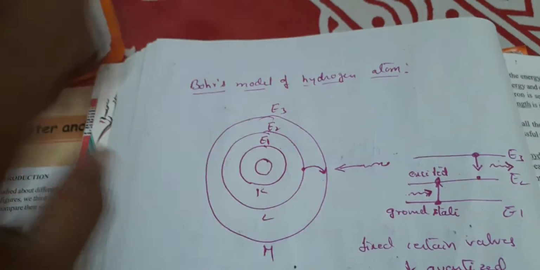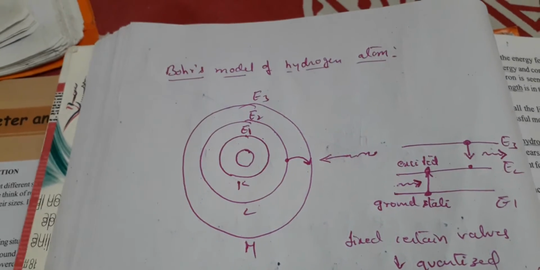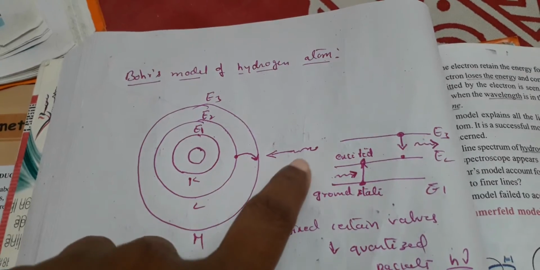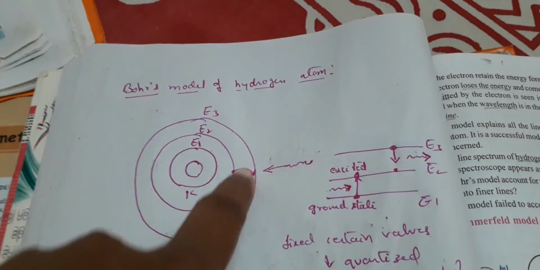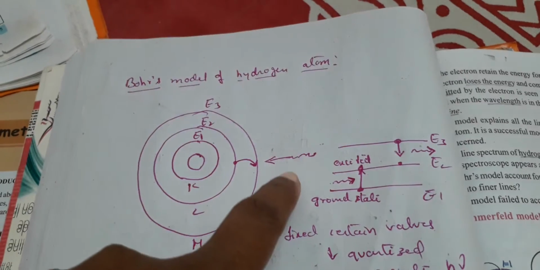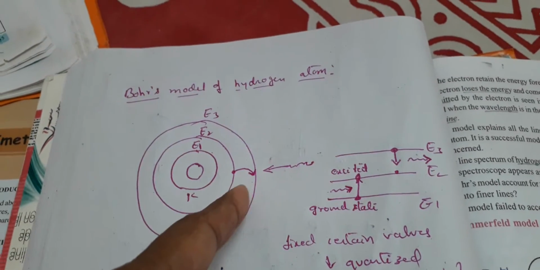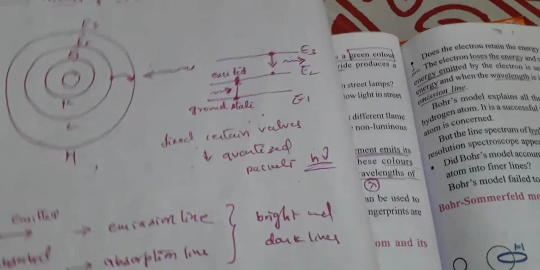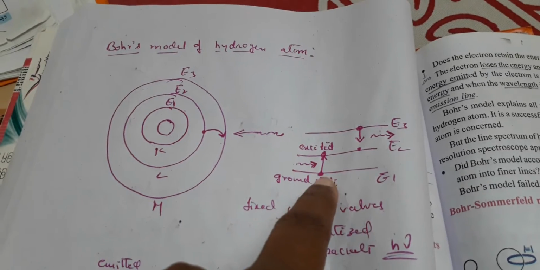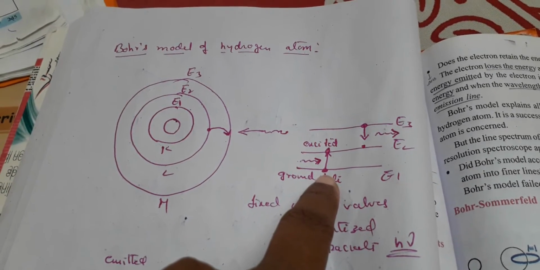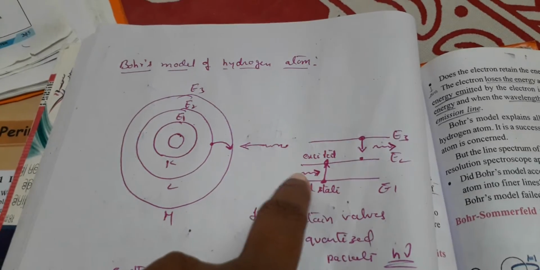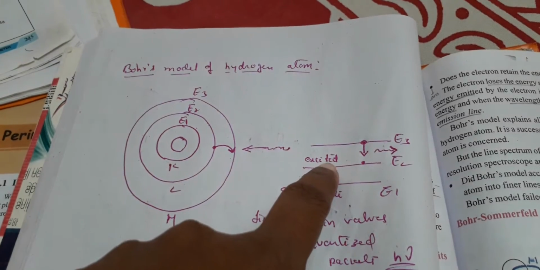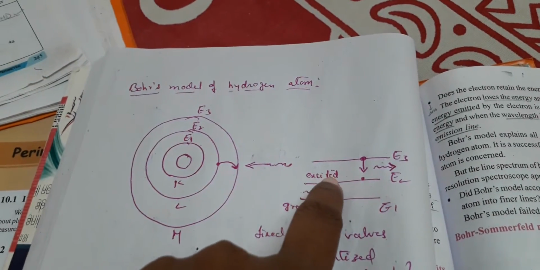So E1, E2, E3. Suppose an electron is jumping from E2 to E3, that means it is absorbing some energy. It is taking some energy from the surroundings or from any other process from outside, and then it is getting excited and jumping into the next orbit. Suppose an electron is in the E1 energy state. Now it takes some energy, and it jumped to the next energy level E2, that is called the excited state.